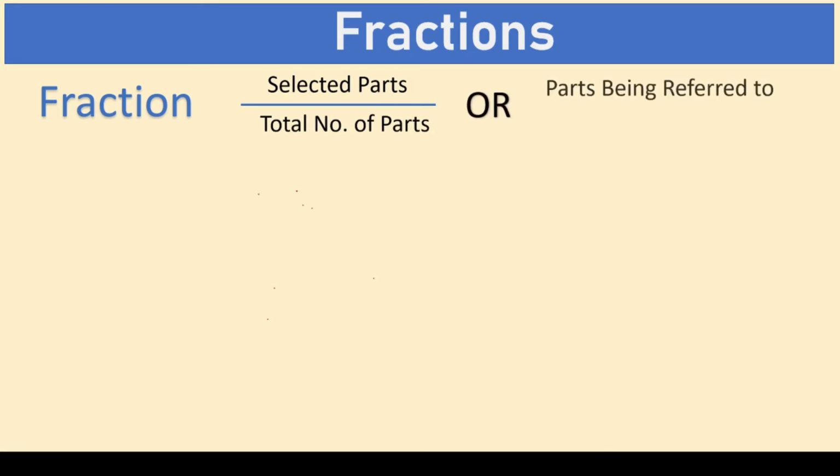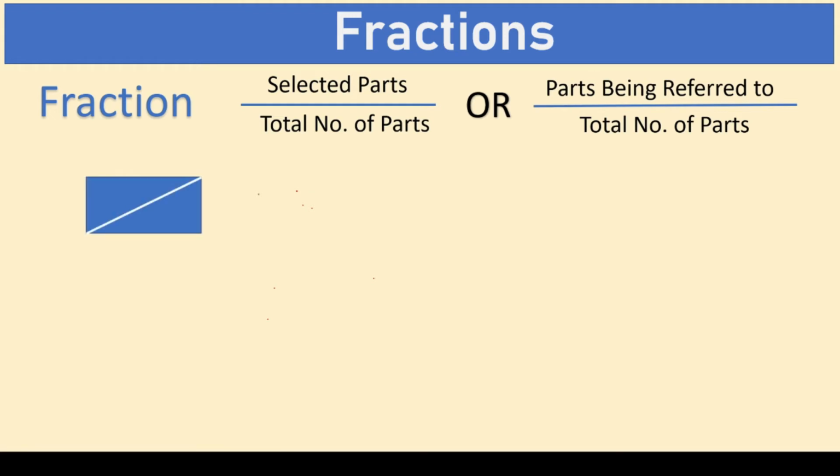Now the way we read a fraction is equal to selected parts divided by total number of parts. Or we can also say that it is the parts being referred to divided by the total number of parts. So for example, if we have a figure which is divided into 2 equal parts and one shaded portion of it is 1 by 2. So one selected part out of 2 equal parts.